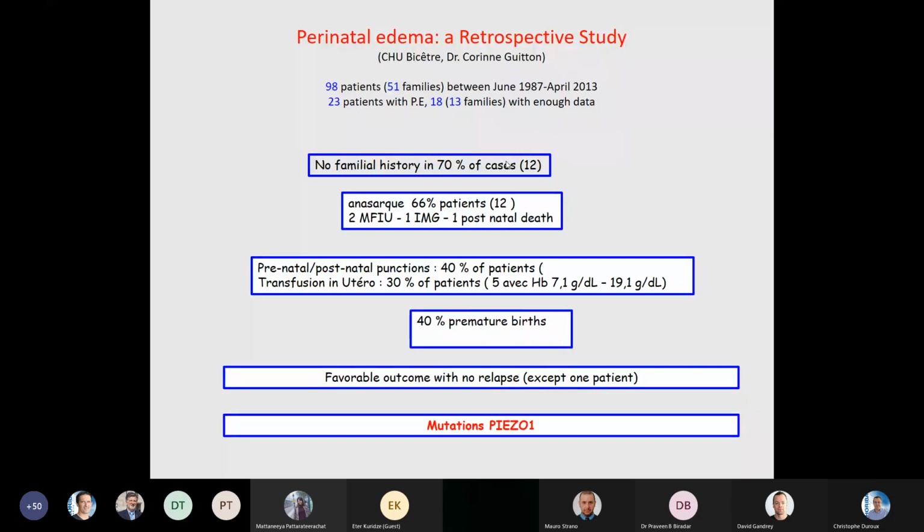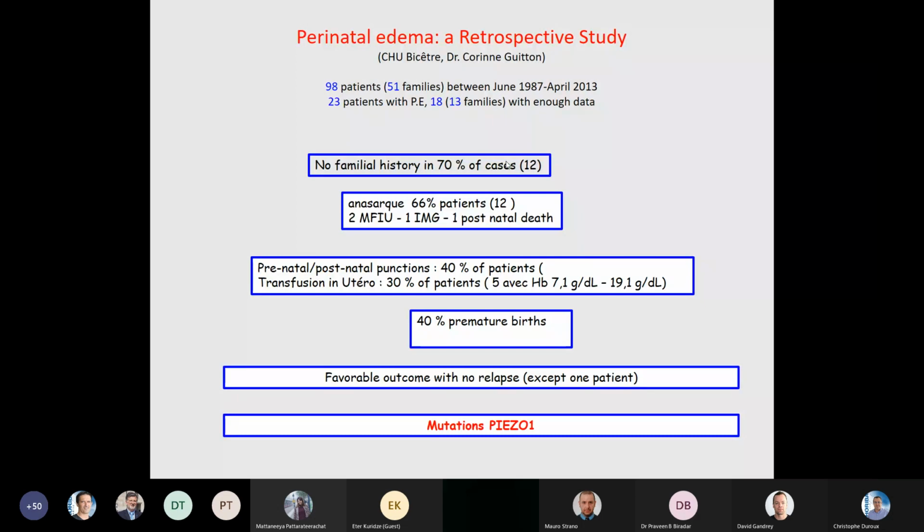So we have to tell our colleagues that if there is an unexplained perinatal edema, they have to check for the presence of a stomatocytosis in the parents, because this is a dominant disease. It can be severe. Most of the time it's mild, but it can be severe. And we had some deaths in utero and one postnatal death.